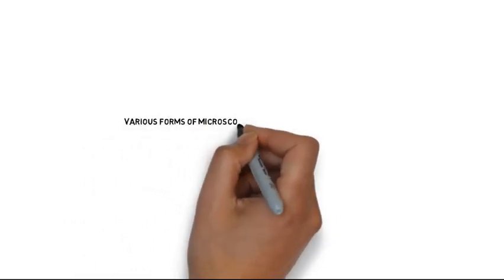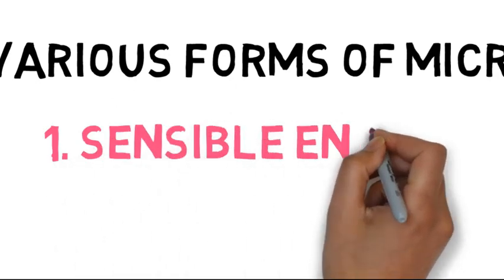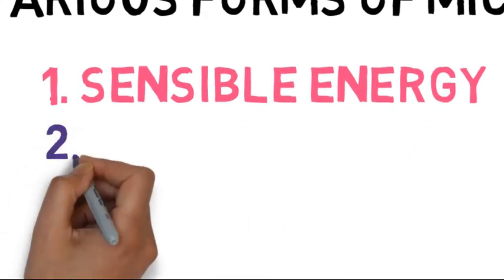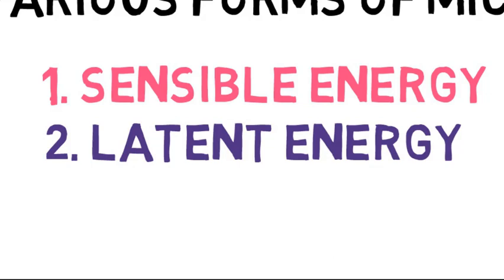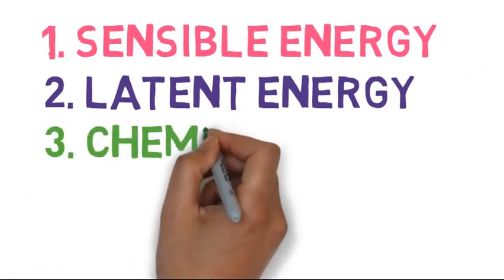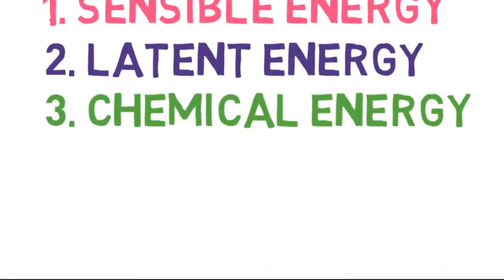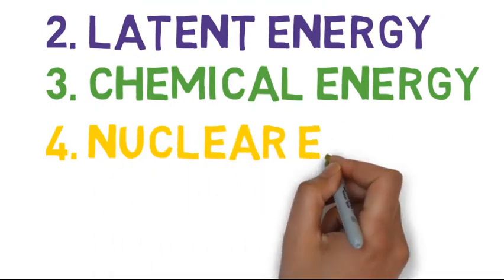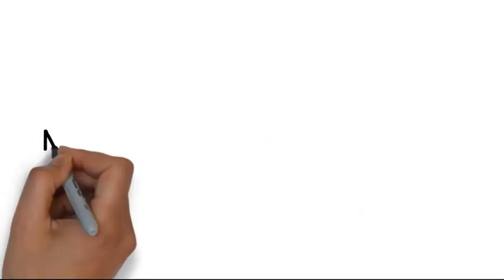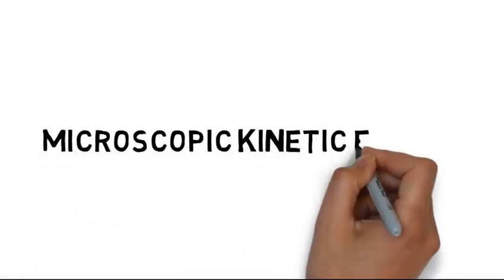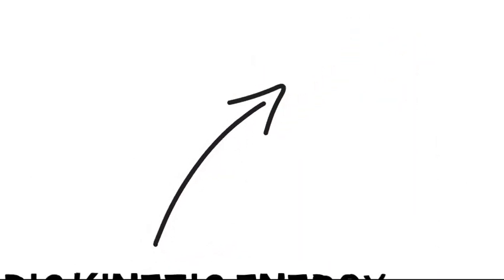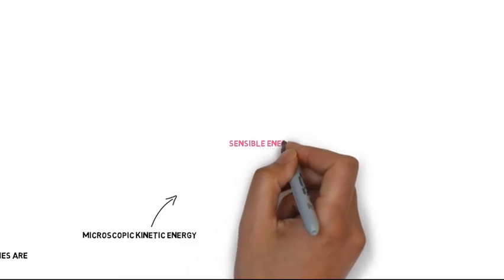Now, these various forms of microscopic energies are: the first one is sensible energy, the second one is latent energy, the third one is chemical energy, and the fourth one is nuclear energy. Now we will see these one by one. First one is microscopic kinetic energy, which is nothing but the sensible energy.